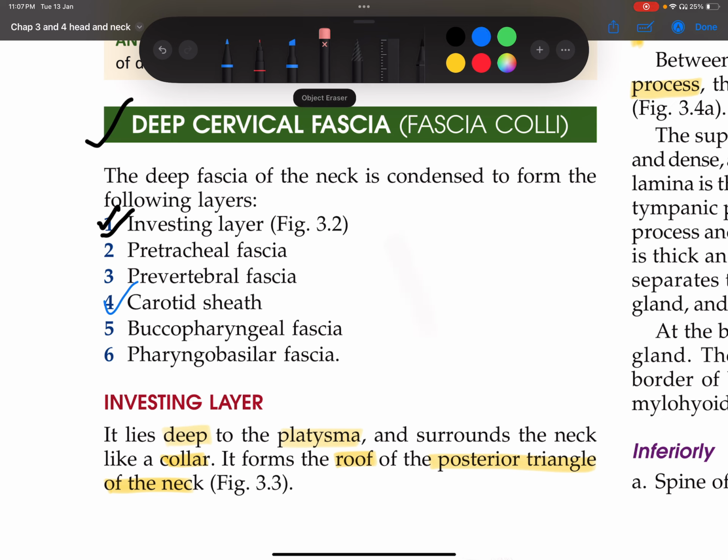And then moving forward, we have prevertebral fascia. This forms the floor of the posterior triangle of the neck. Then we have the carotid sheath. As the name suggests, it has a lot to do with the jugular vein and carotid artery, which we'll cover. Then we have the buccopharyngeal fascia, which covers the buccinator muscle as well as the pharynx. Then you have pharyngobasilar fascia.